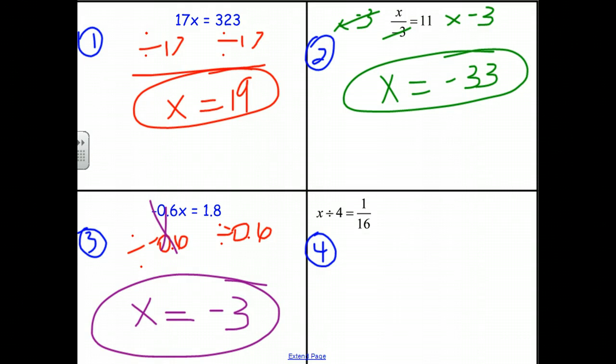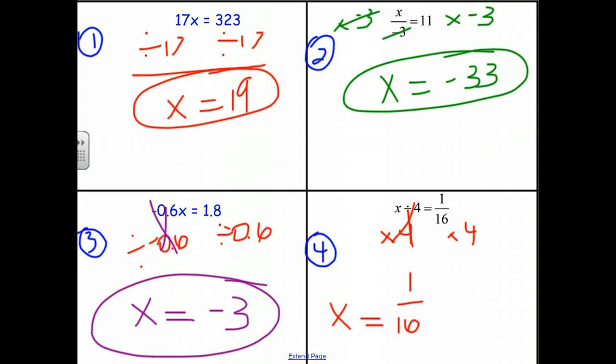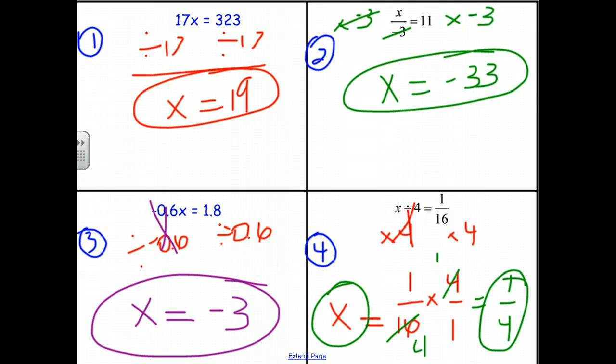And finally, x divided by 4, written a different way, equals 1/16. We know in this case we have to multiply by 4 to get rid of the division by 4. These two 4s cancel, we get x. On the right-hand side, we get 1/16 times 4 over 1. We can do our fraction multiplication. This is a 1. This is 4. Now we have 1/4. X equals 1/4.